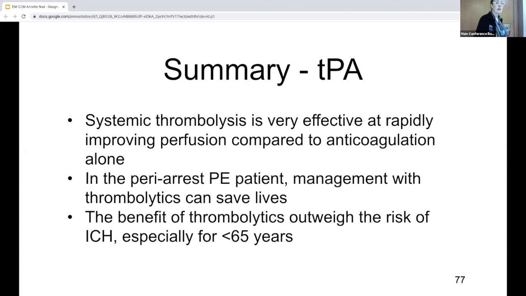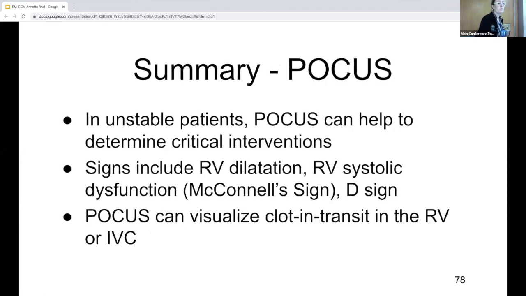Quick summary: TPA, systemic thrombolysis, is very effective at rapidly improving perfusion compared to anticoagulation alone. In the peri-arrest PE patient, thrombolytics can save lives. The benefit of thrombolytics outweighs the risk of ICH, especially in patients under 65. Summary of POCUS: in unstable patients, POCUS can help to determine critical interventions. Signs include right ventricular dilatation and systolic dysfunction like the McConnell sign and the D sign, and POCUS can visualize clot in transit in the RV and IVC.